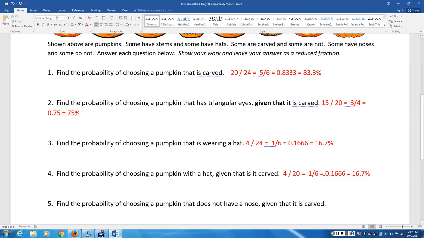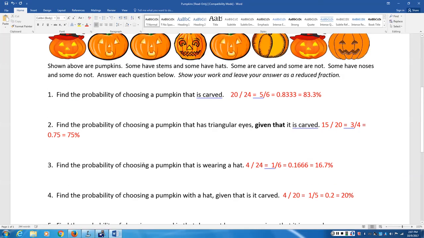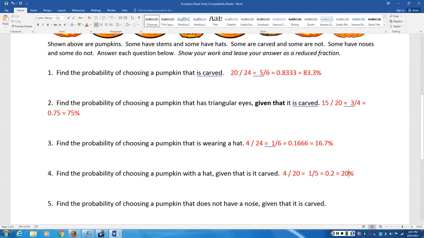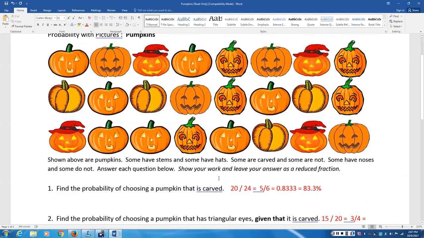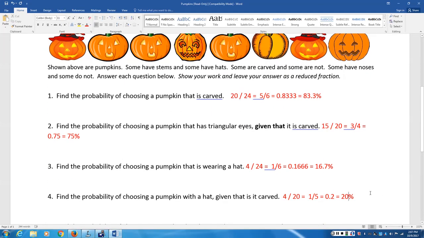And 4 out of 20 is 1 out of 5, which is 20% or 0.20 or 0.2. Find the probability of choosing a pumpkin that doesn't have a nose given that it's carved. How many of our carved pumpkins don't have a nose? 1, 2, 3, 4. So again, it's the same thing.